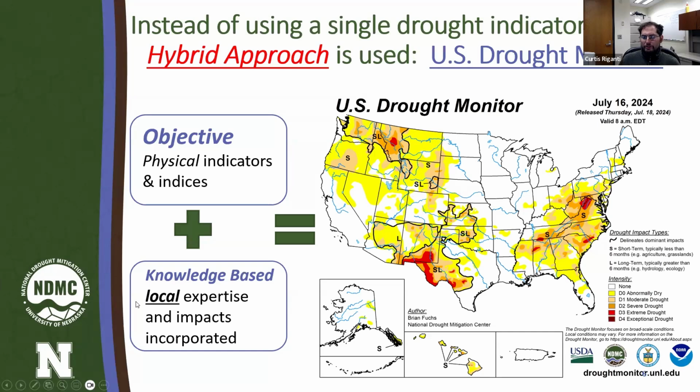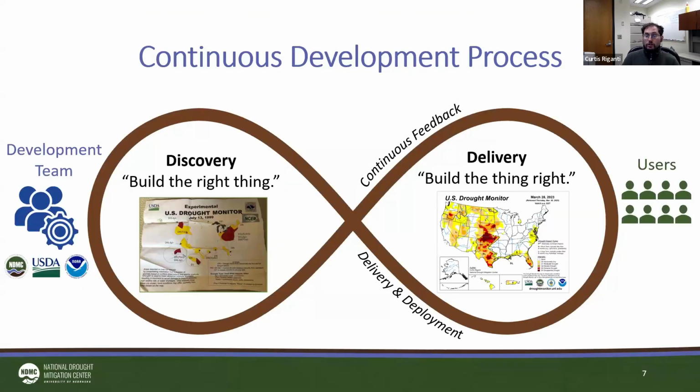And so again, rather than using individual indices like some of those early maps, we're taking a hybrid approach now when trying to depict drought. In order to make this process better, it is a continuous development process, a collaborative process, where our development team, the National Drought Mitigation Center here at the University of Nebraska-Lincoln, the U.S. Department of Agriculture and NOAA, are trying to develop the National Drought Monitor.